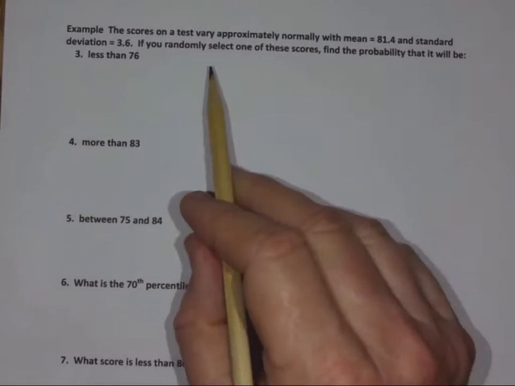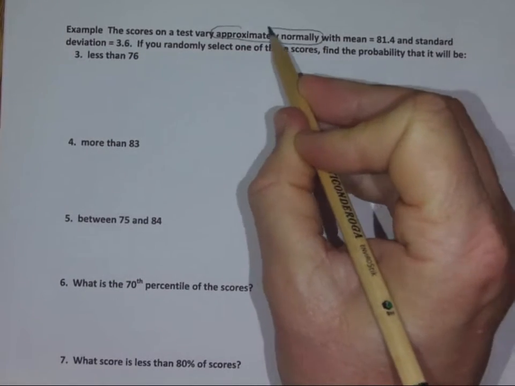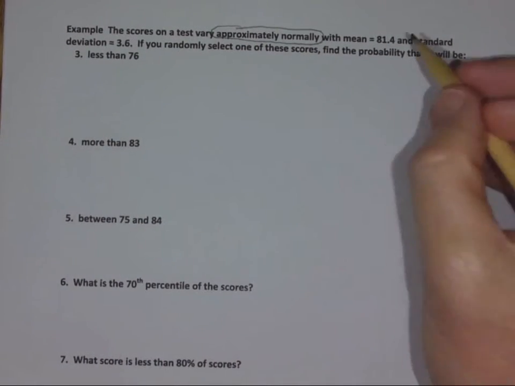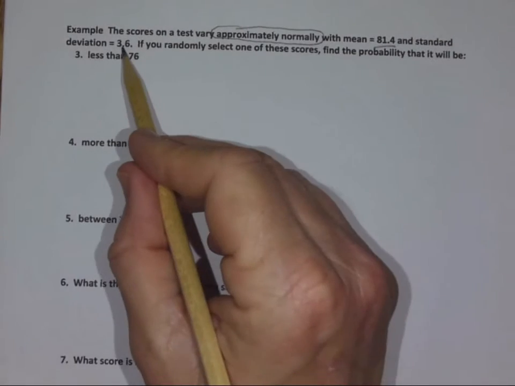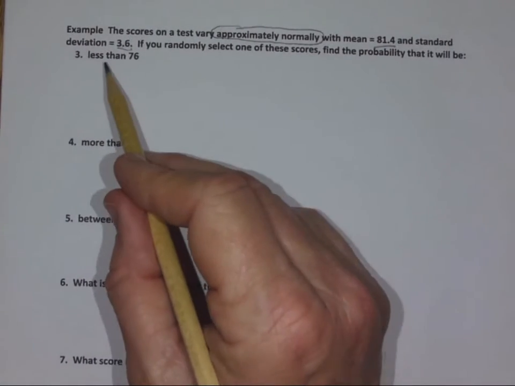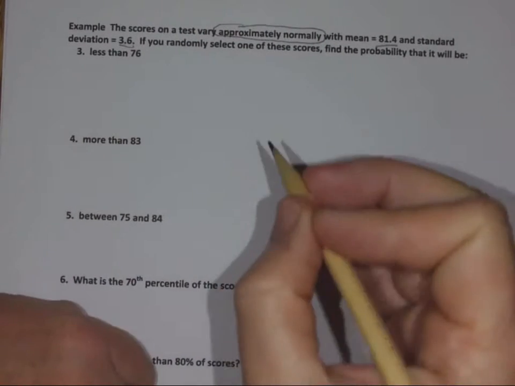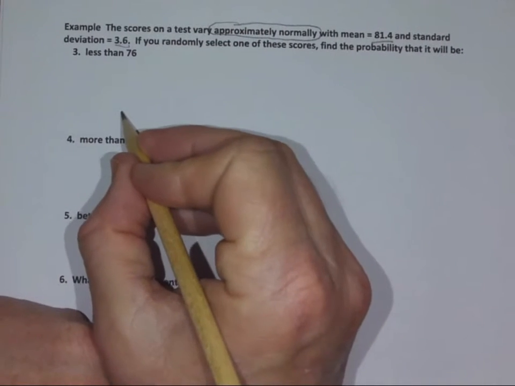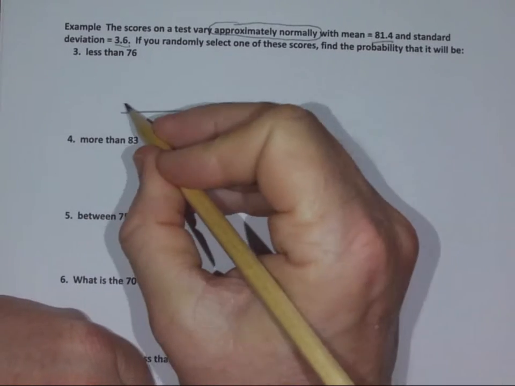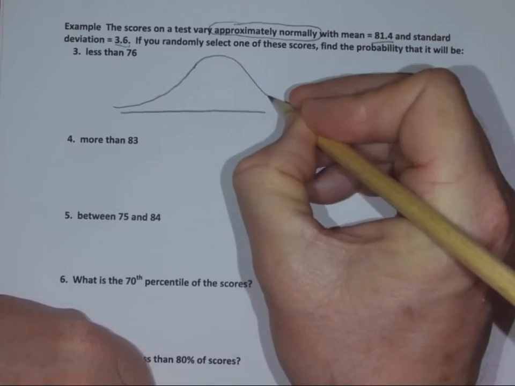Okay, so the scores in a test vary approximately normally. So that's telling me, hey, this is a Chapter 2 problem. Approximately normal with a mean of 81.4 and a standard deviation of 3.6. If you randomly select one of the scores, find the probability it'll be less than 76. All right, so to draw this curve, our situation here.